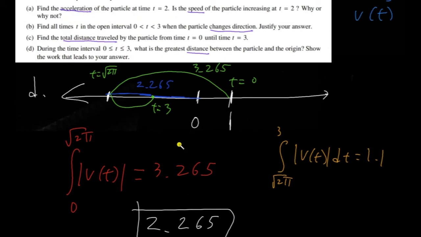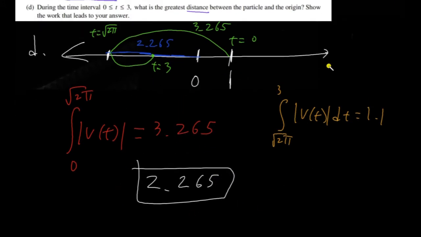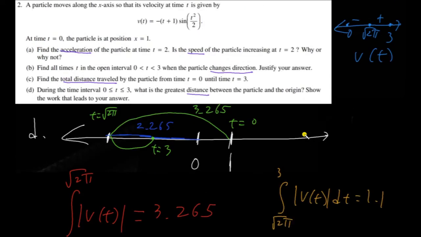Did they ask for anything else? Show the work related to your answer. We don't need to justify. We circled our answer. We showed our work. We're done with this question. Let's move on to the next one.